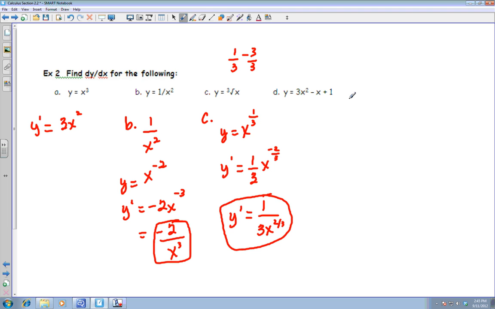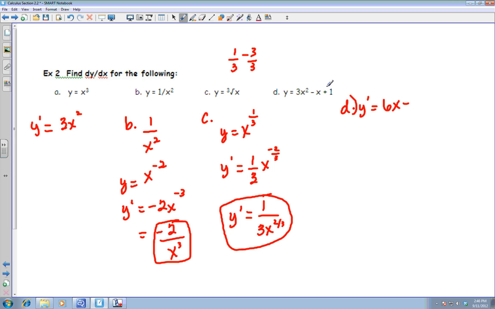Okay, part D. Part D, I can do each term, find the derivative of each of these terms separately. Alright, so y prime equals, I'm going to find the derivative of this. So bring down my exponent. Since I already have the 3 there, when I bring that 2 down, I need to multiply the 3 and the 2 together. So that's going to become a 6. Subtract 1 from my exponent, that's a 1 there, but since it's a 1, I don't have to show it.